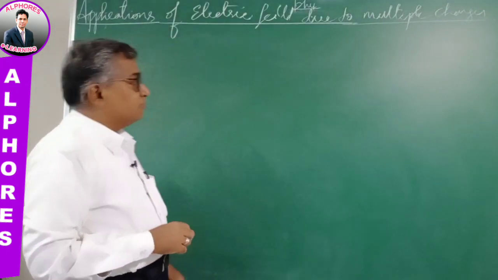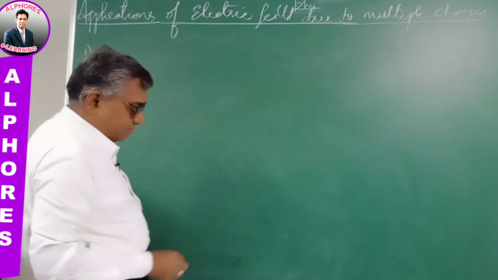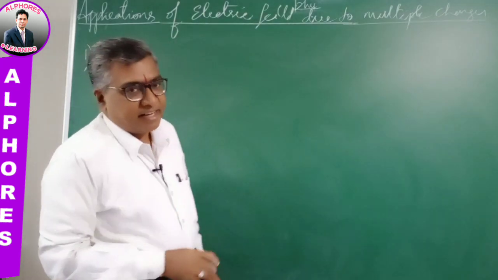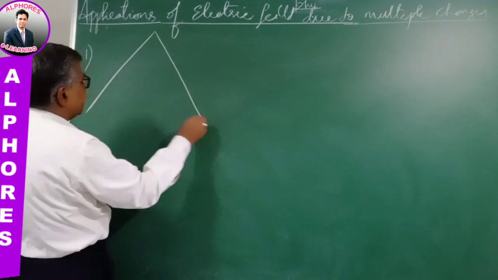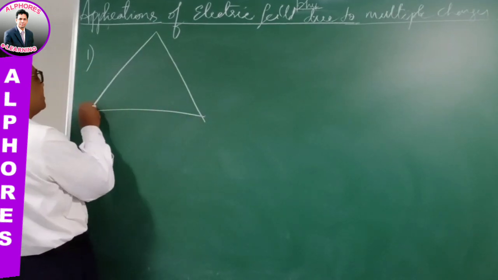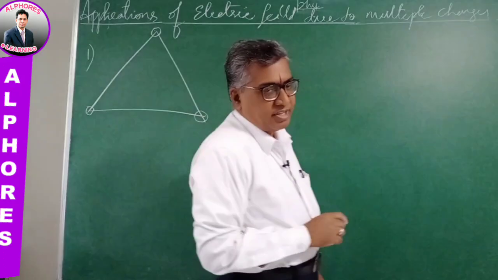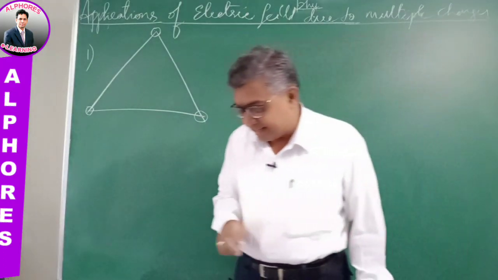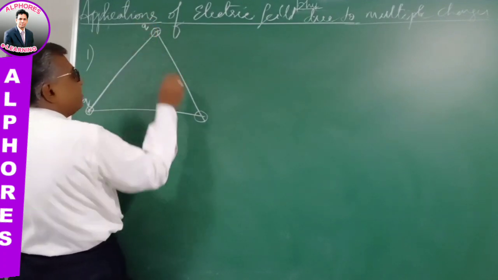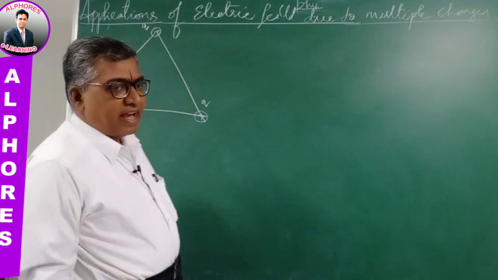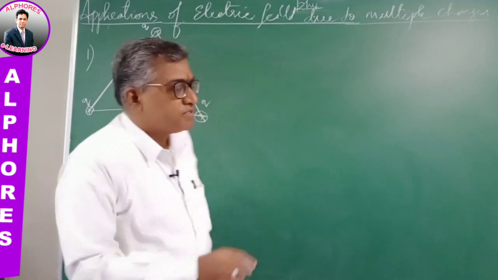Now, based on this, let us take up the first example, a very beautiful example. Three charges. This question was asked in many of the entrance examinations in India, a very important question. Three identical charges, let's take plus Q, plus Q, and plus Q, are fixed on the vertices of an equilateral triangle of side a.